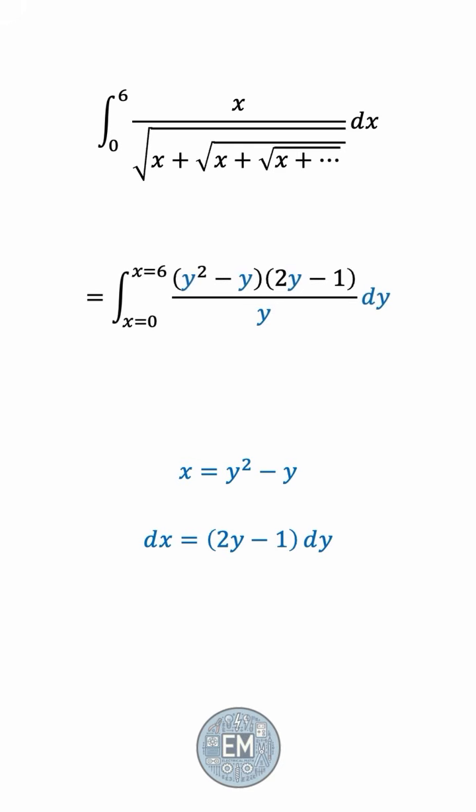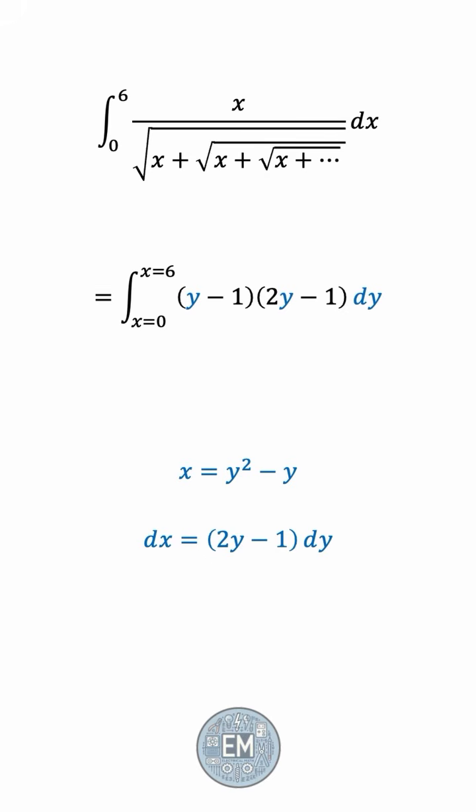We can simplify the integrand further by factoring out a y from the numerator, which cancels with the y in the denominator. But notice that the bounds are still in terms of x. These need to be transformed to y bounds. Let's start with the upper bound.